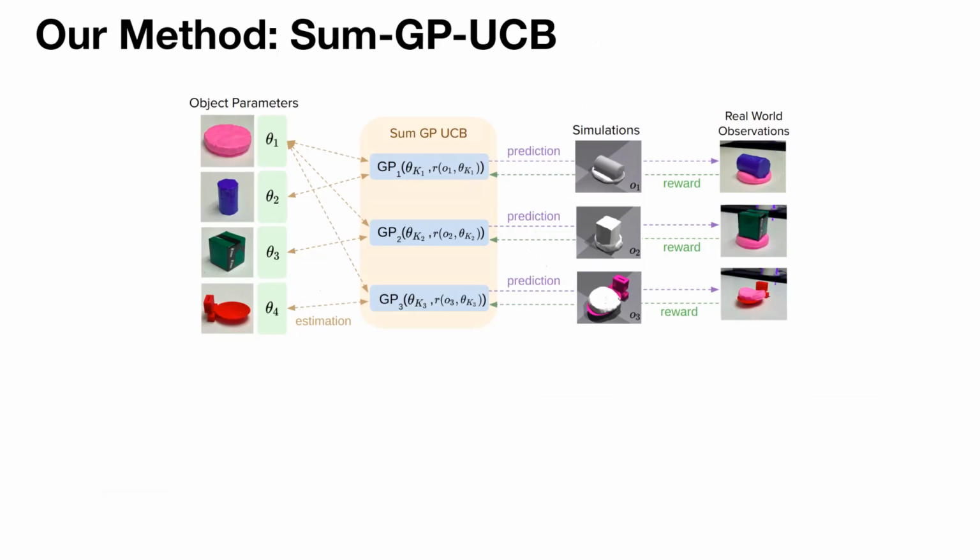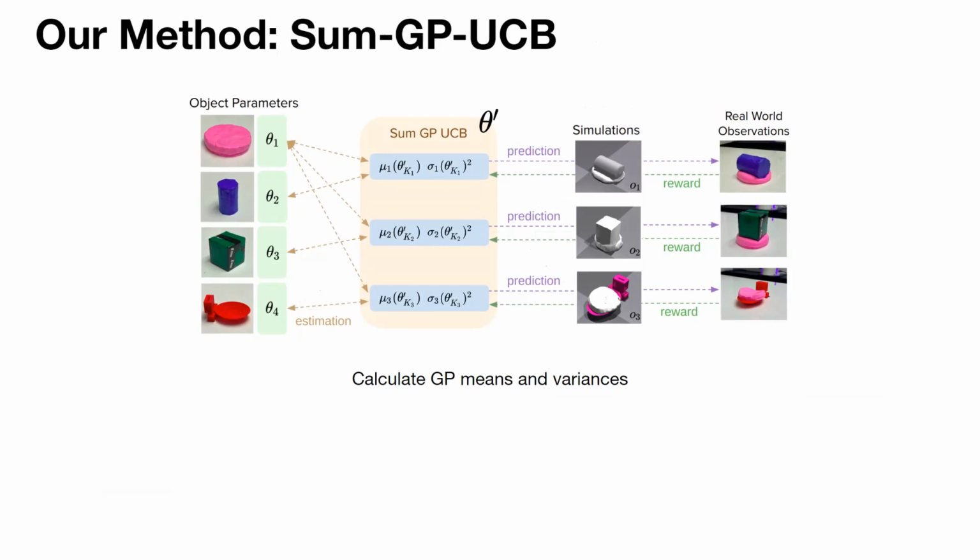To overcome these challenges, we propose Sum-GP-UCB, where we model each environment with separate Gaussian processes. Each GP takes the corresponding object parameters as input and predicts the individual reward function for its observation. In order to achieve global optimization, we formulate our acquisition function as the summation of all individual functions. At each optimization step, we select a parameter set using this acquisition function.